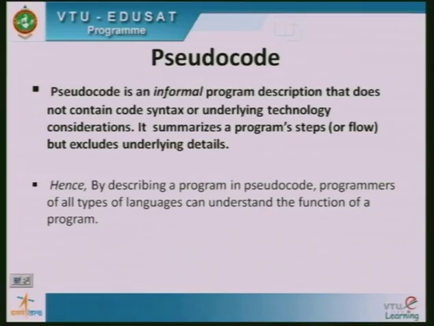It is defined like this: pseudocode is an informal program description that does not contain code syntax or underlying technology considerations. It summarizes a program's steps or flow, and excludes underlying details that are not required. By describing the program in pseudocode, a programmer can write the program easily and effectively.